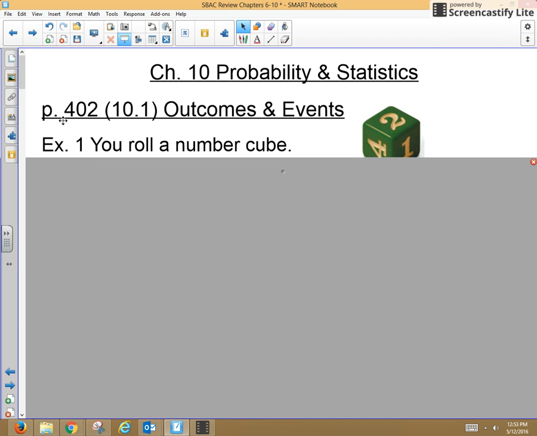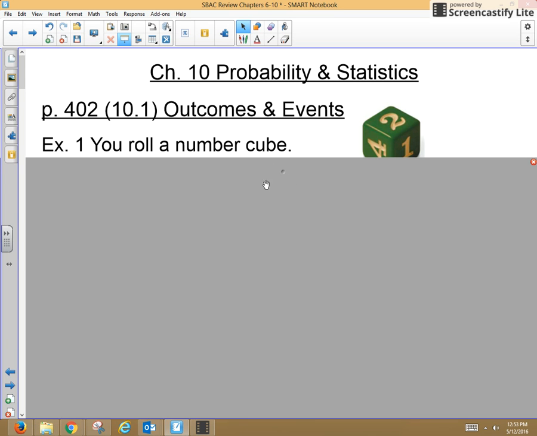Please open up your textbook to page 402. This is 10.1 on outcomes and events. Please write down the title. You can pause the video at any time during this presentation in order to make sure that you have enough time to write everything down.